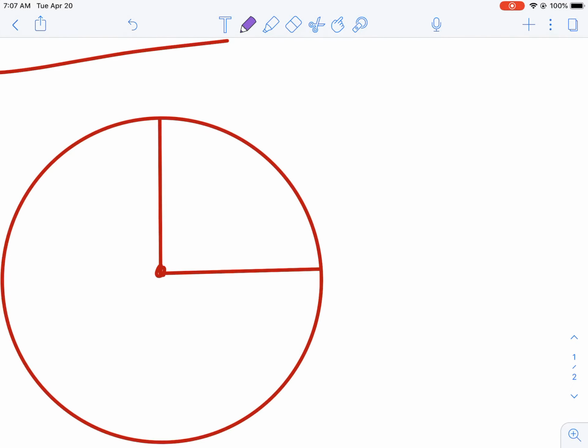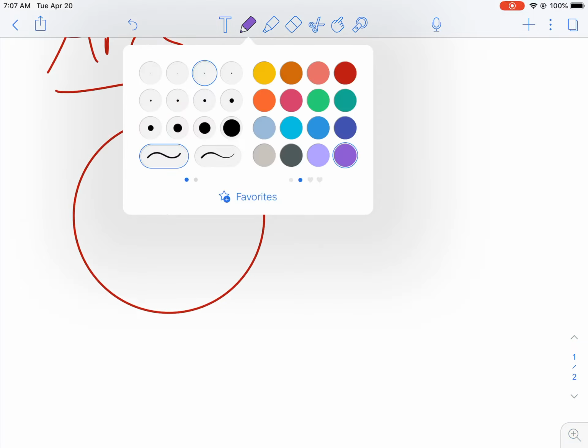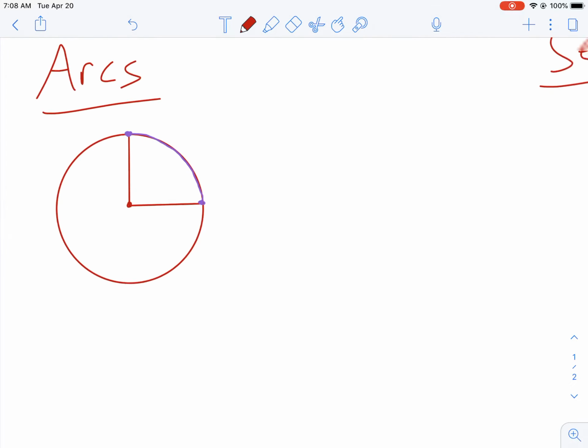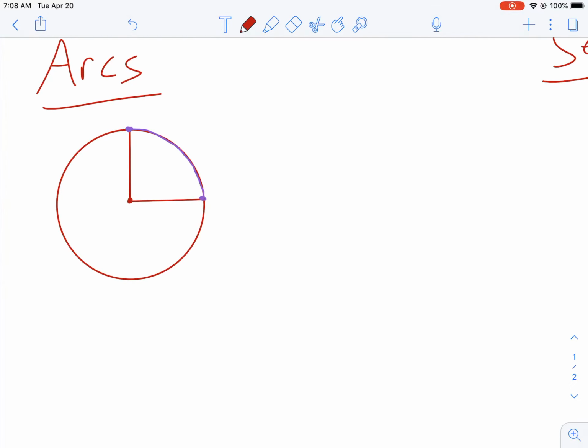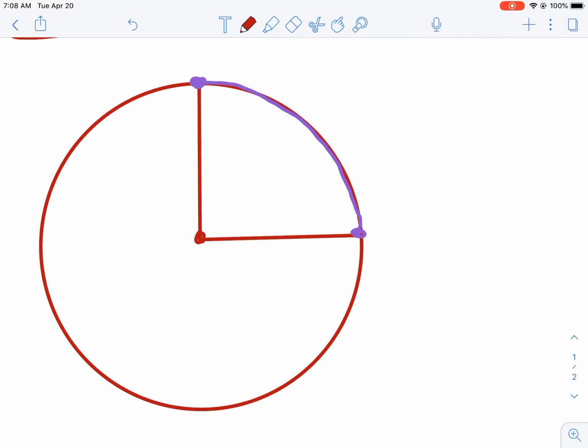If you think about the circle as the pizza crust, an arc is the crust of one slice of pizza. So what I just drew in purple, that would be an arc. And what we want to find is arc length. That's a little bit tricky because it's curved, so there's no measuring or counting. But what you can do for arc length is think about the arc as a fraction of the whole circle.